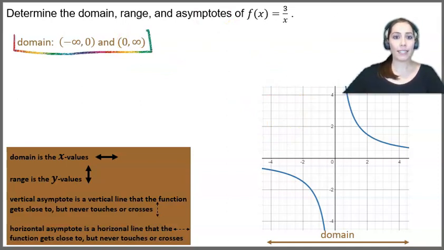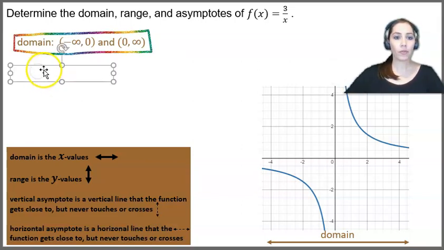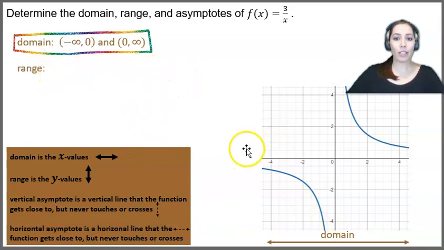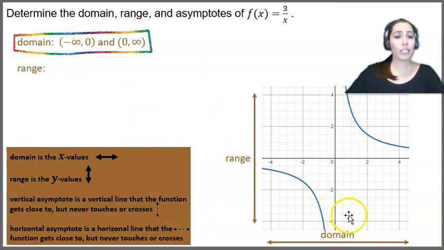The next part we have to find is the range. Now, the range is the y values. The y values are up and down. So the y-axis is up and down. We're going to do the same thing here. As we go down on the y-axis, my function gets closer and closer to what y value? It gets closer and closer to negative infinity. Then as I go up the y-axis, this function in quadrant 3 gets closer and closer to what y value? It's closer and closer to the y value of 0. It'll never cross the y equals 0 line. It'll never touch it. It just gets closer to it.